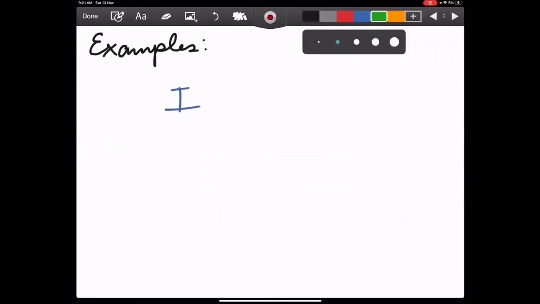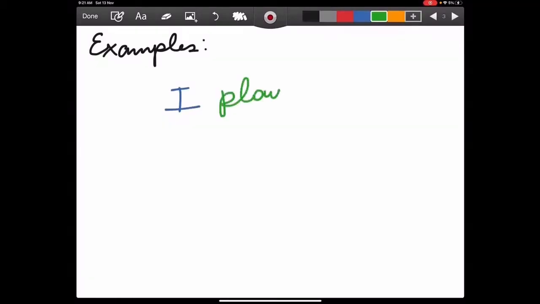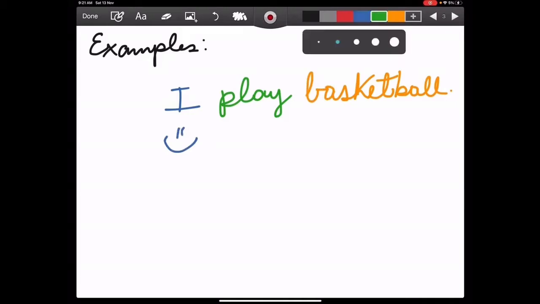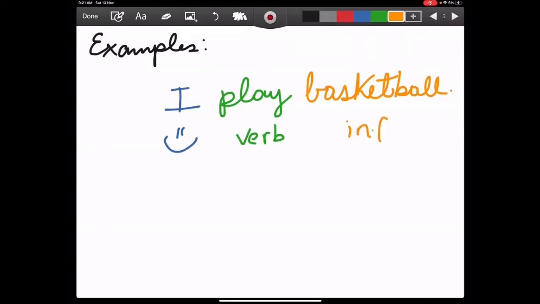Remember, the structure is for subjects, in this case I, plus the verb, in this case play, and the info at the end, basketball. I play basketball. This is my routine, my everyday routine. The structure is simple: subject, verb, information.